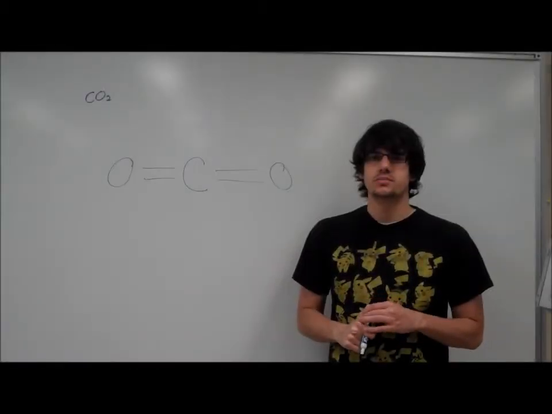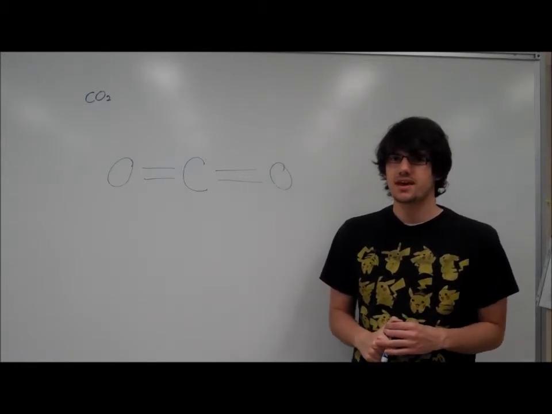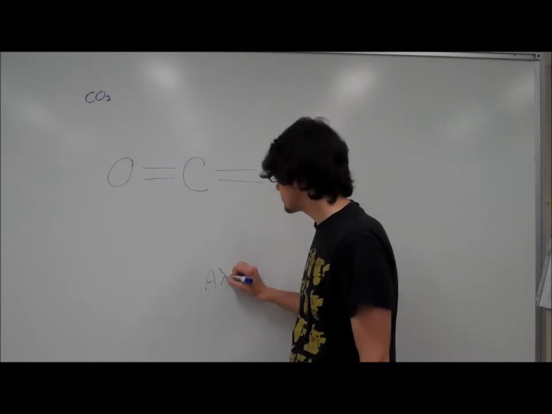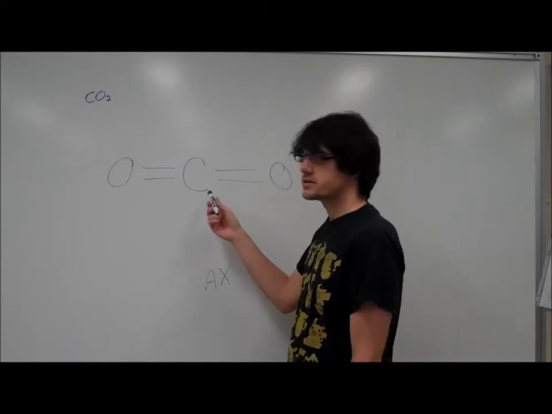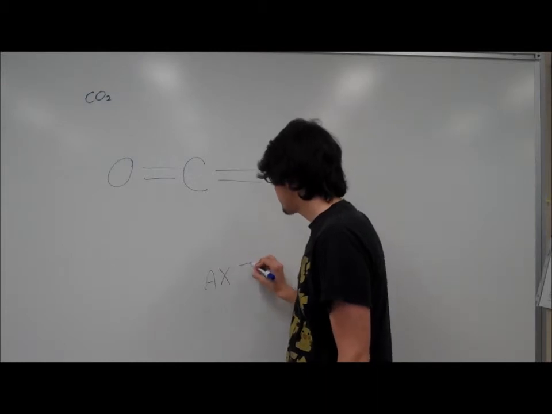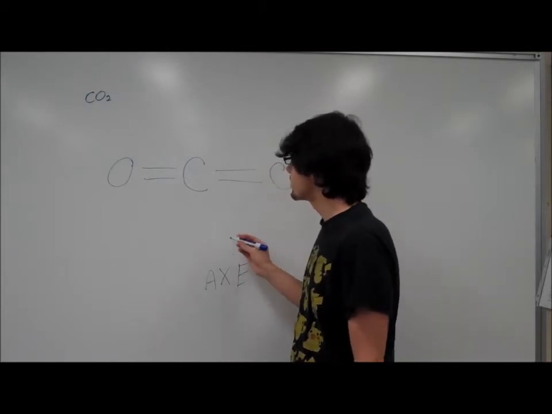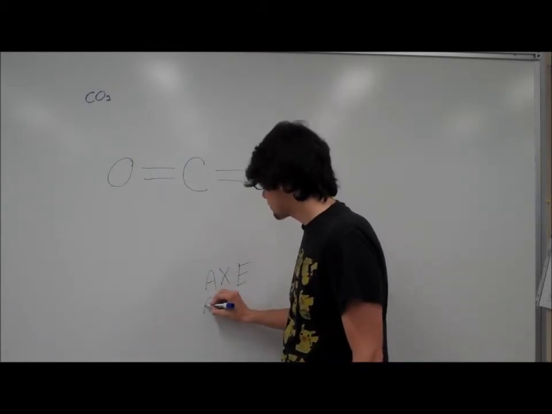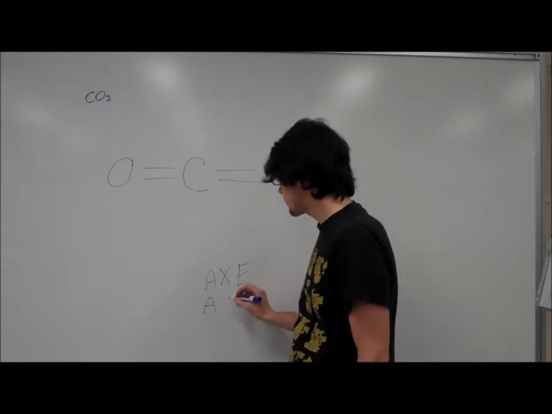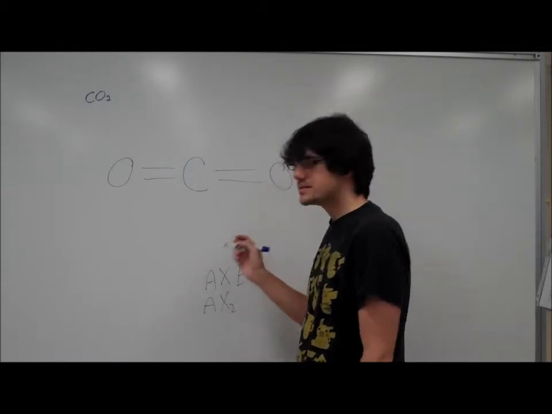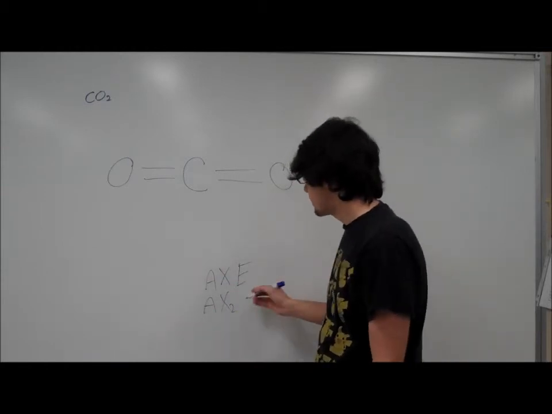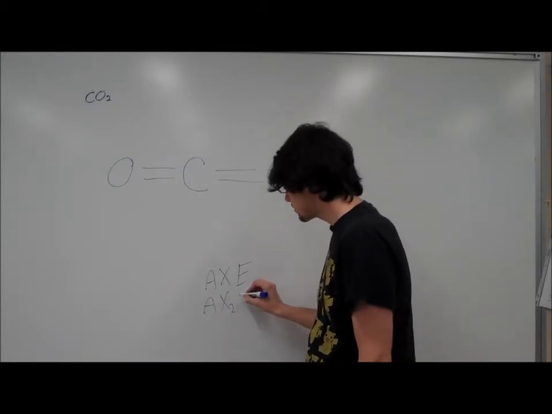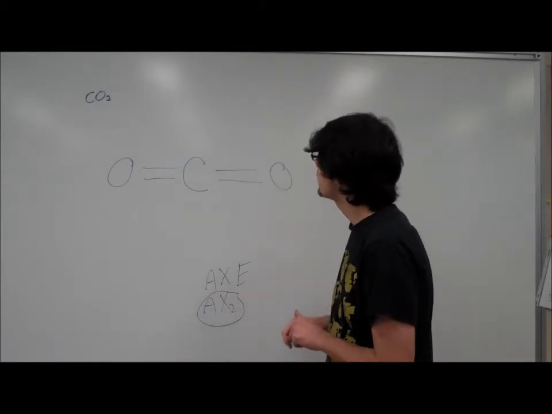We will now determine the geometry of our carbon dioxide Lewis structure using the AXE method. A, of course, being our central atom, X being the bonding atoms that are bonded to the central atom, and E being the number of lone electron pairs on the central atom. Look here, we have A, central atom. We have 2 bonding atoms and 0 lone electron pairs. So you can leave the E off. So your AXE formula would just be AX2, like that.